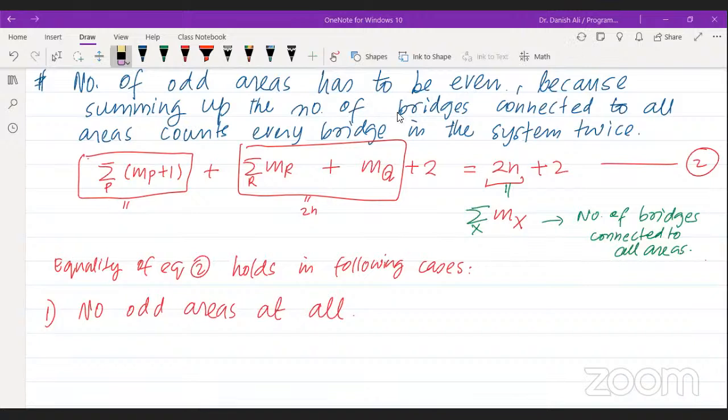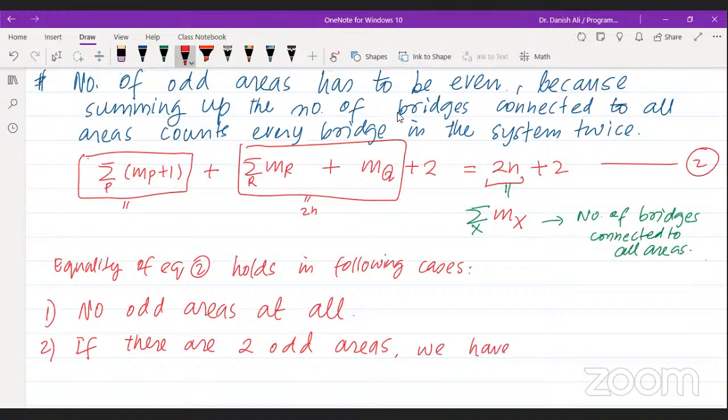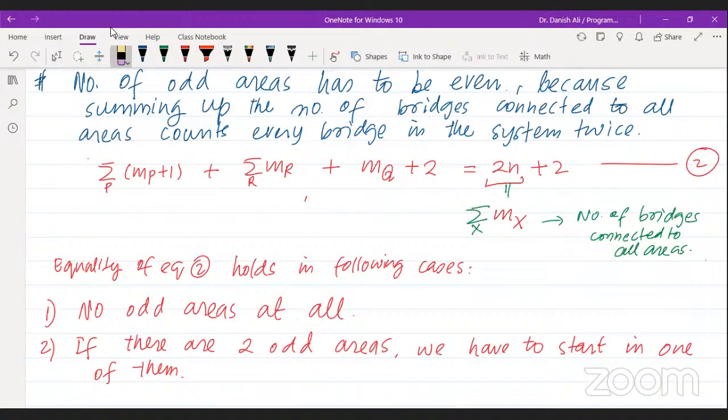Now, what about the second case? There is one more case. If there are two odd areas, then the second case is that there can be two odd areas, and we have to start in one of them. Let's suppose we take the first point: we do not start from an odd area, we start from an even area instead of starting from an odd area.